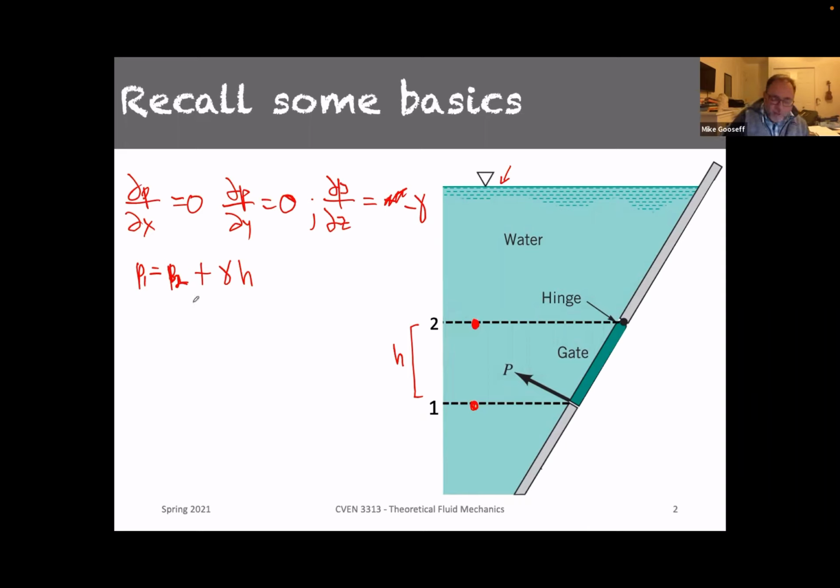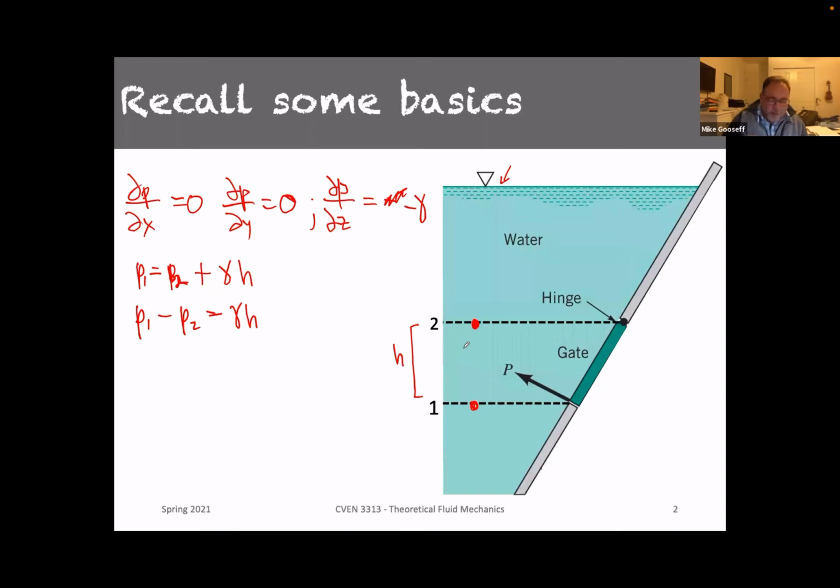Now, we can rearrange this a little bit, of course, and say simply that P1 minus P2 is equal to gamma times H. So in other words, the pressure difference between these two is equal to gamma times H as well. All we've done is rearrange this relationship.